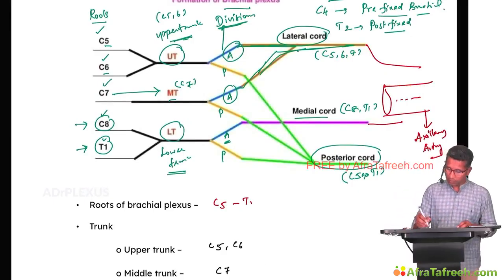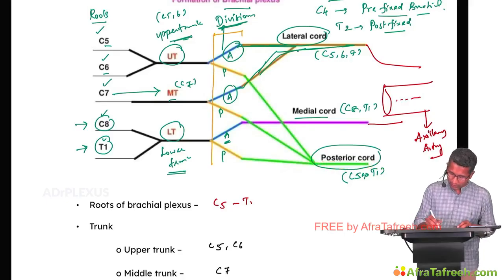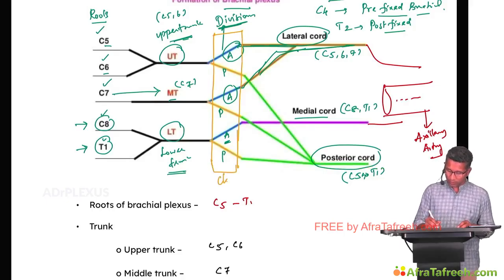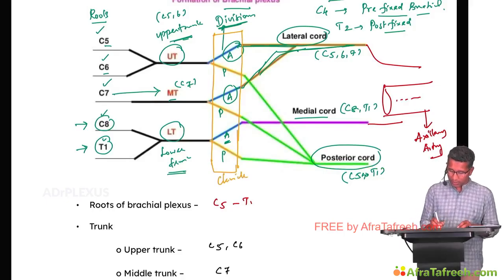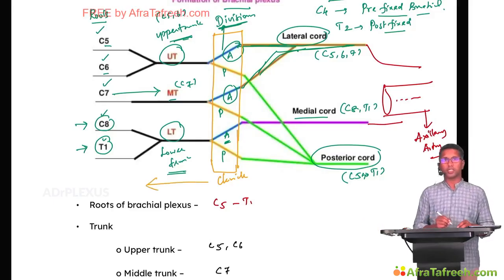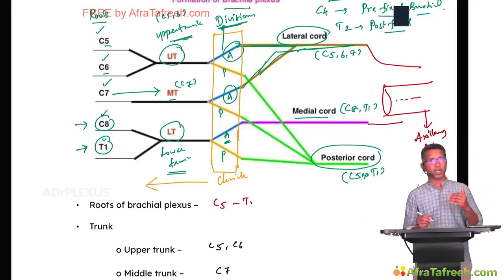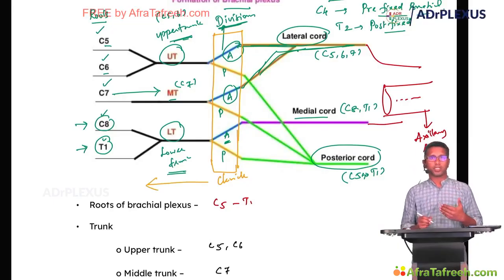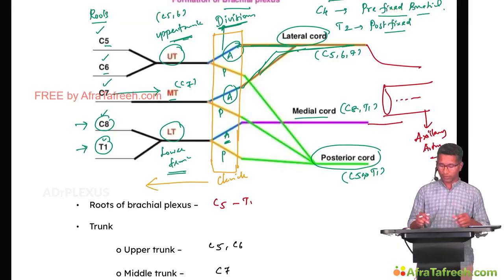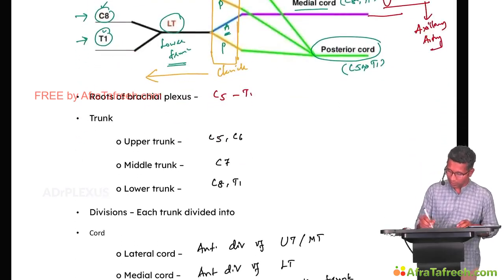So now if I place a bone called clavicle here, exactly over the divisions, okay, this is the clavicle. Whatever parts are above the clavicle are called the supraclavicular part, whatever parts are below the clavicle are called the infraclavicular parts, and whatever parts are behind the clavicle are called the retroclavicular part. So I can also classify the brachial plexus like this.